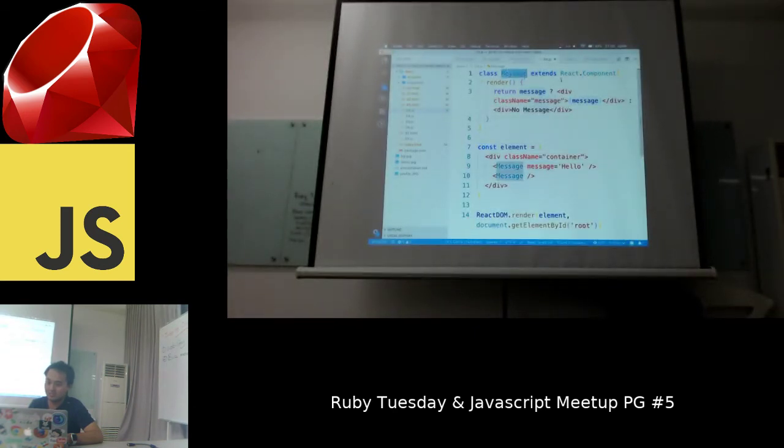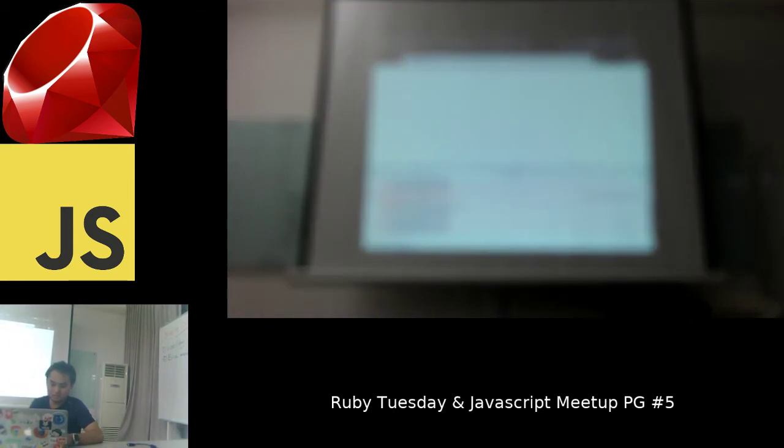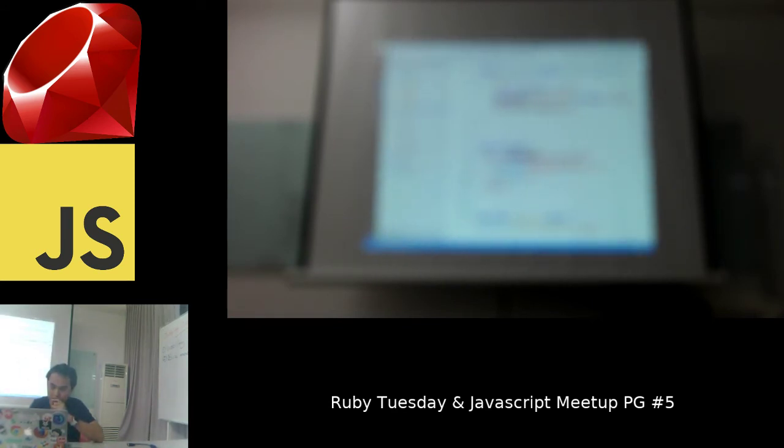Message as the React component, render returns div, message. Oh, because currently I'm doing React components, it doesn't really know what this message is, so I need to include it as props.